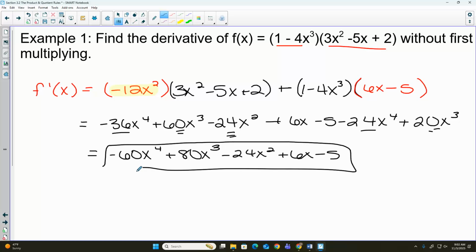All right, was that faster? I don't know, multiplying out the first one probably wouldn't have been all that terrible. So did it save us a lot of time? Maybe, maybe not. But it is another option. In some situations, we would not have been able to multiply out the original. So it is important. Sometimes it's faster to multiply first, sometimes it's faster to do the product rule first. It just all depends on the problem. But you should get the same answer either way.